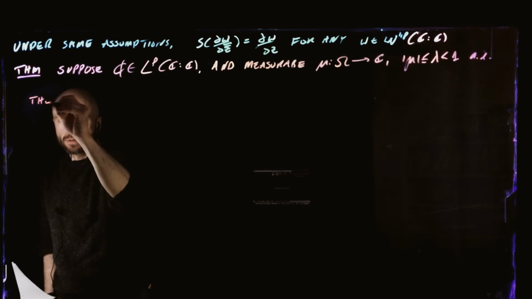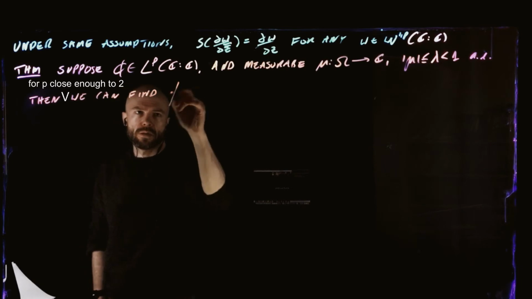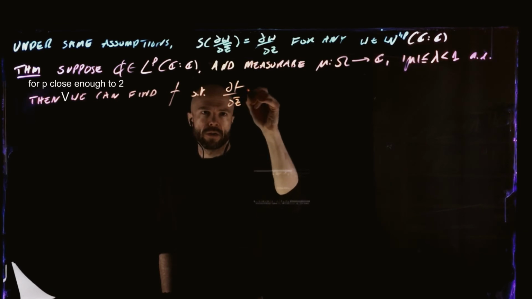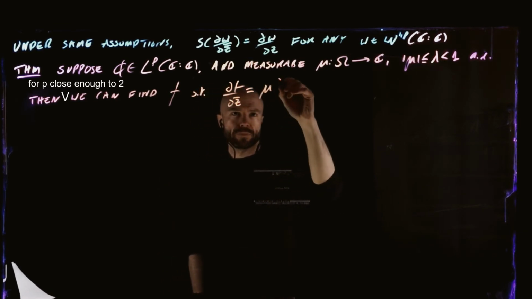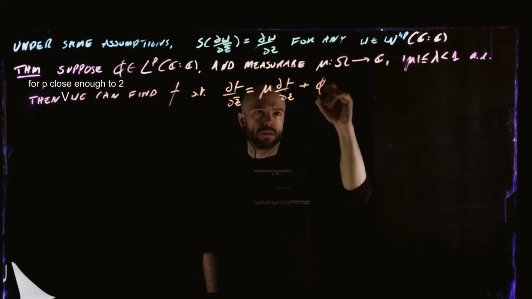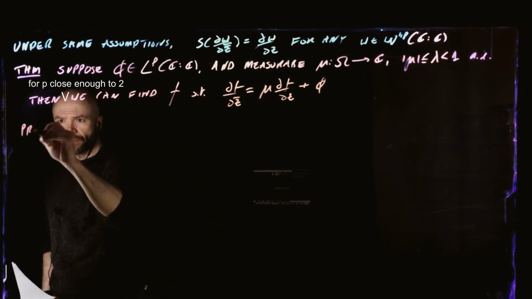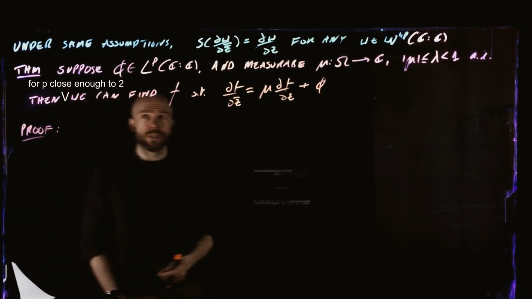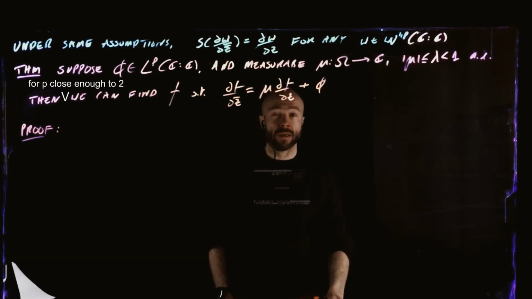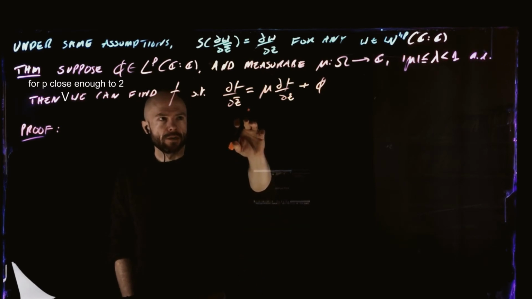Then we can find f such that df/dz-bar is equal to mu df/dz plus this guy right here. Okay, proof. So out of being able to solve this equation for any L^p, we will, with not too difficult an idea or transformation, be able to solve the Beltrami equation that we're interested in. This is how we're going to start.